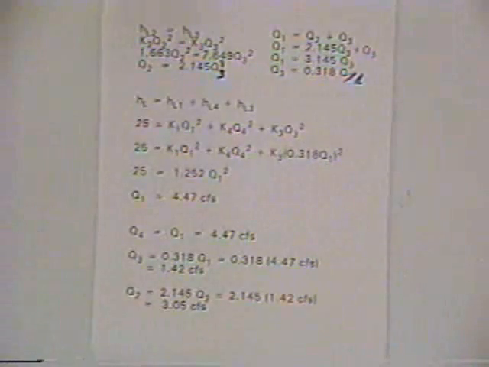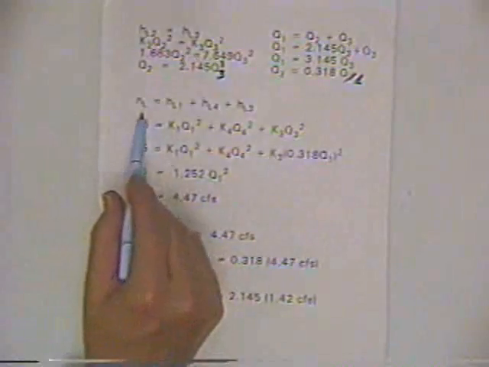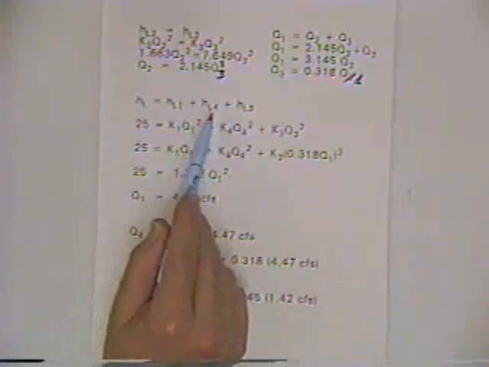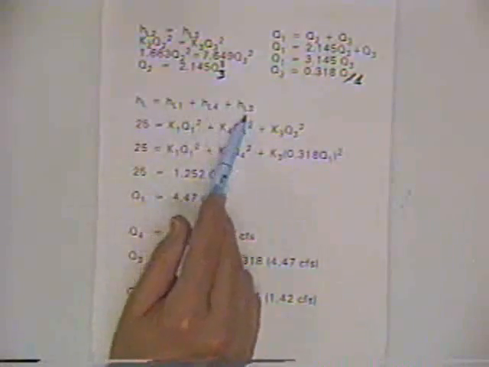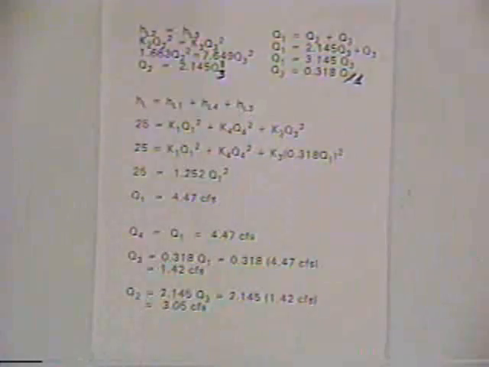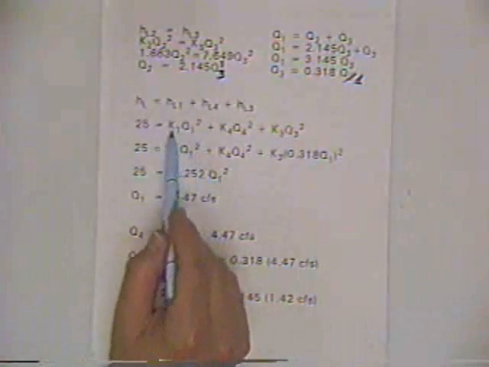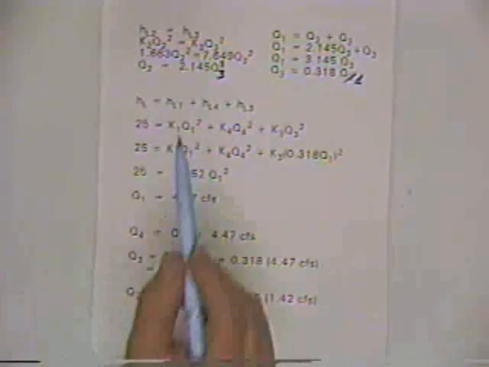Now, the other thing we know deals with head losses. We know that the total head loss from that one point to the other end of the system is just the head loss in the first pipe plus the head loss, and I chose to use pipe 4, and then I chose to use pipe 3 along that path. And head loss is always K times Q squared. The K's are just numbers from Darcy-Weisbach.